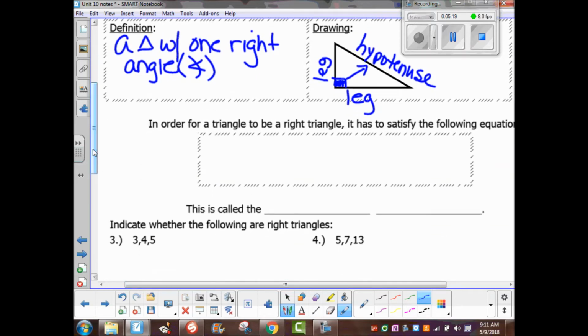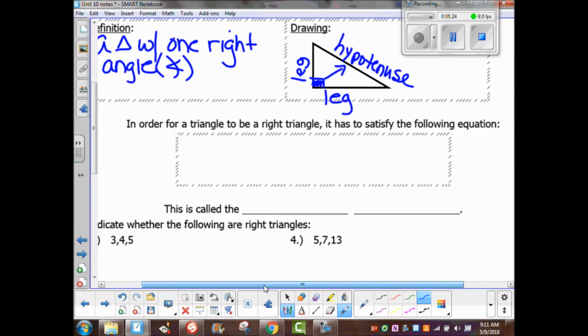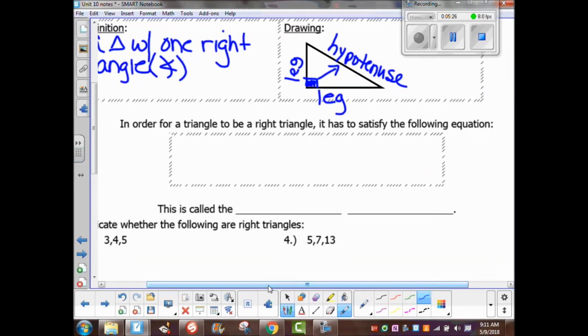Now, in order for a triangle to be a right triangle, it has to satisfy the following equation. This is pretty easy to remember. A squared plus b squared equals c squared, or a to the second plus b to the second equals c to the second. And this is called the Pythagorean theorem.